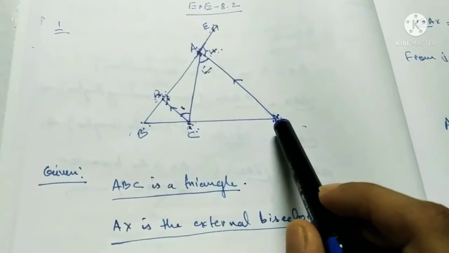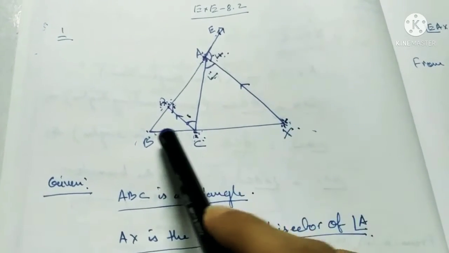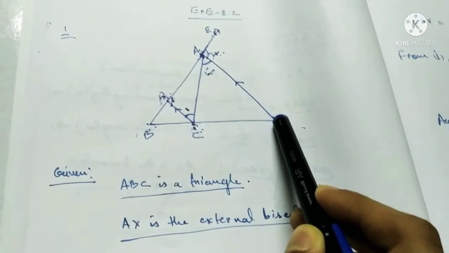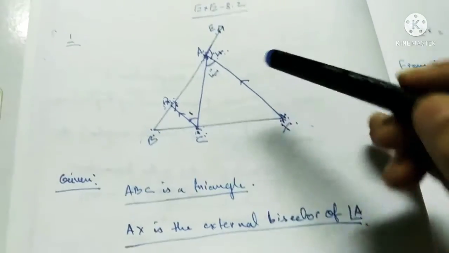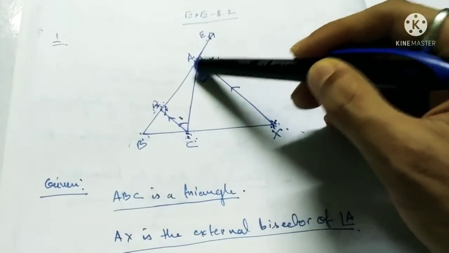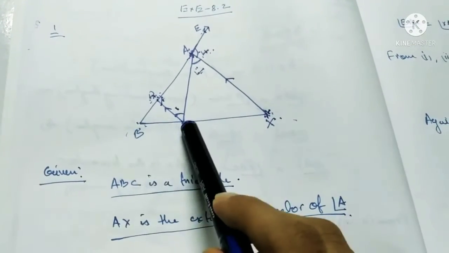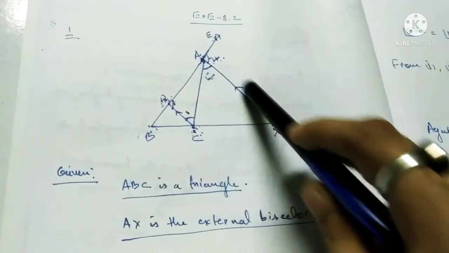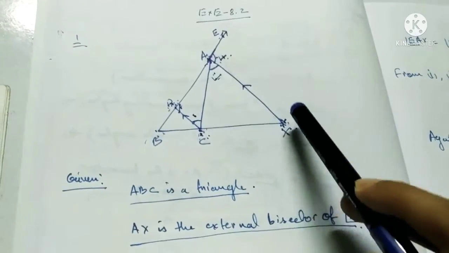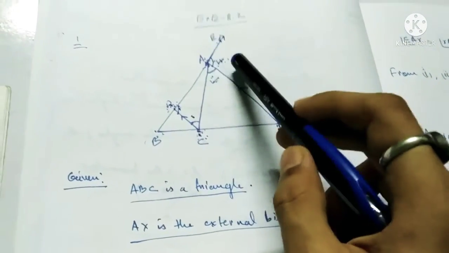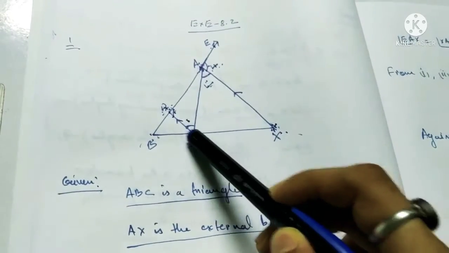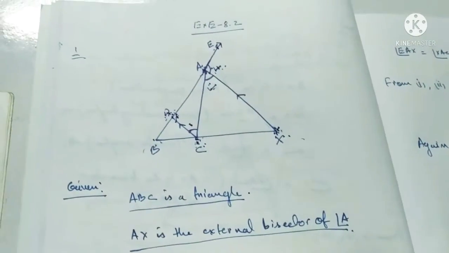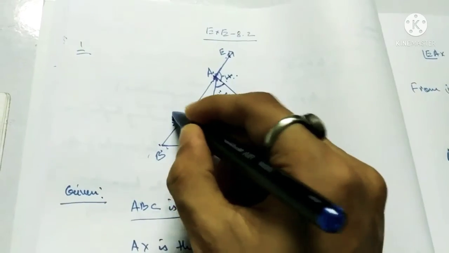Next, BC is extended to X. So this external bisector of angle A, AX, meets BC extended to X. CD is drawn parallel to XA, meeting AB at D. This is your D point.